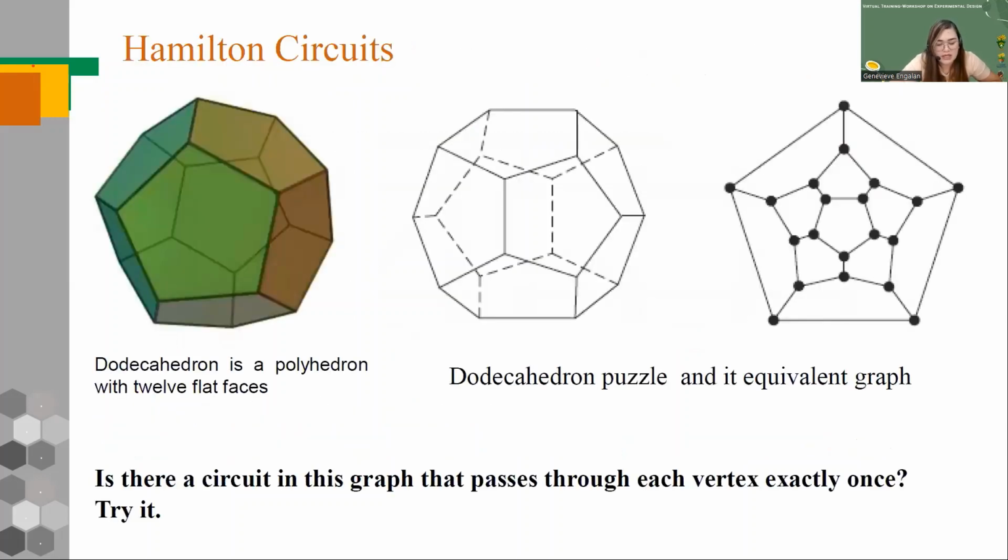Okay, so this one is the dodecahedron. It is a polyhedron with 12 flat faces. If we make it into a graph, this is its equivalent graph. Let's try to find a Hamilton circuit there. If I visit all of them, let's see. Like this. Okay, I have visited all vertices. And I started and ended at the same vertex.